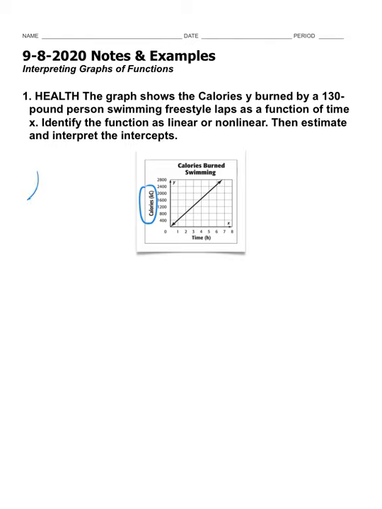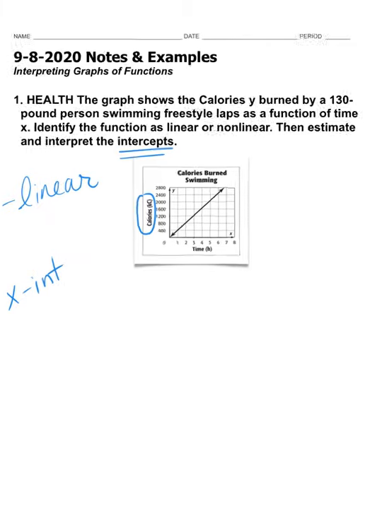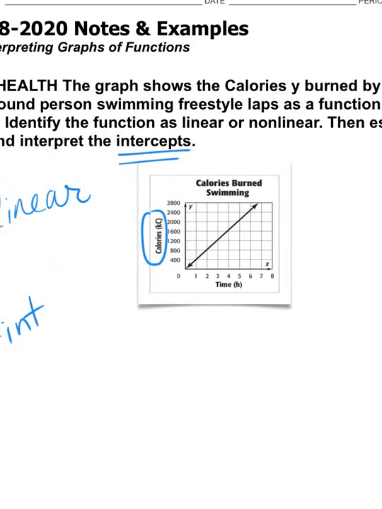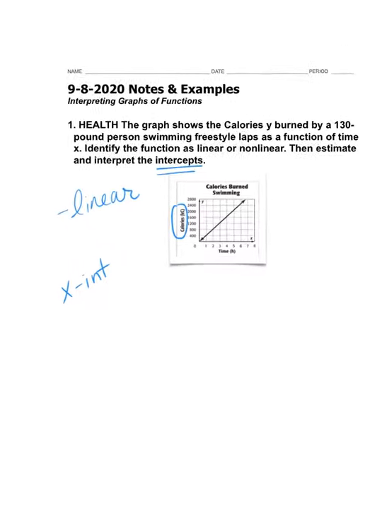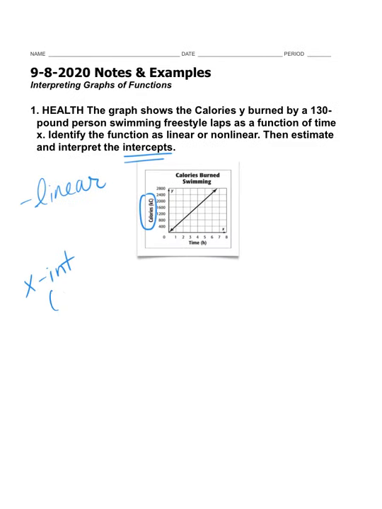So this graph is linear. Does this graph cross the x or y axis? Yes, because that's what intercepts are. So the x-intercept, where does it cross the x-axis? The x-intercept is 0. Yeah, so you list it as (0, 0).